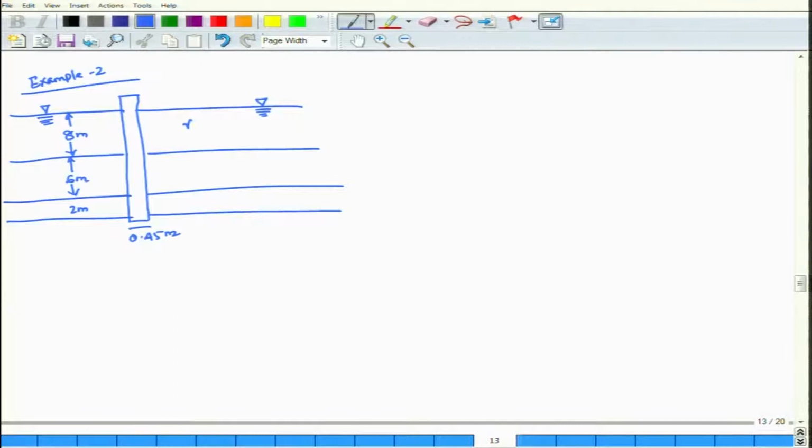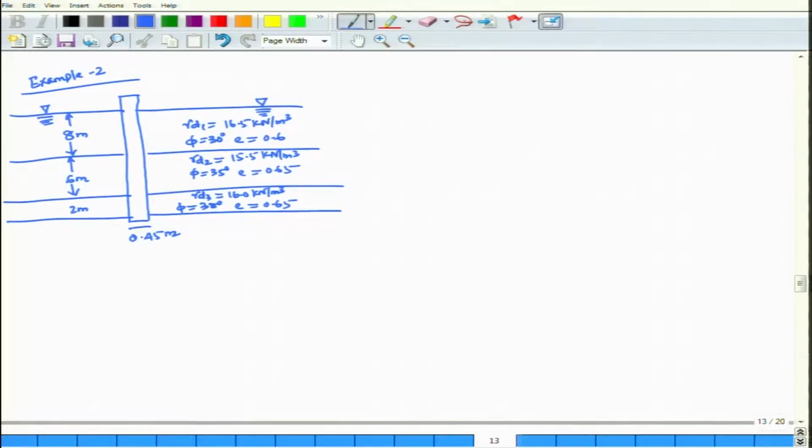meter, gamma D1 is your 16.5 kilonewton per meter cube, phi is equal to 30 degree, E is equal to 0.6, gamma D2 is equal to 15.5 kilonewton per meter cube, phi is equal to 35 degree, E is equal to 0.65, then gamma D3 is equal to 16.0 kilonewton per meter cube, phi is equal to 38 degree, E is equal to 0.65.